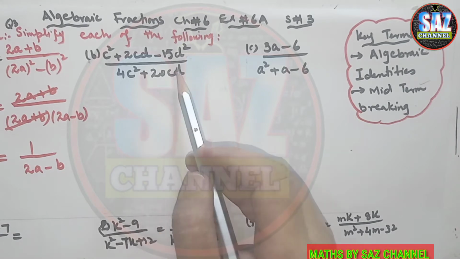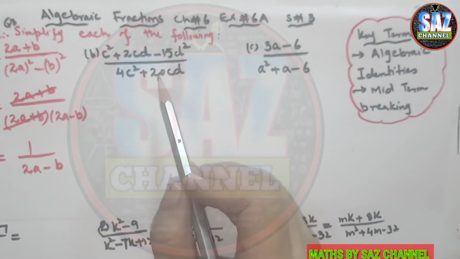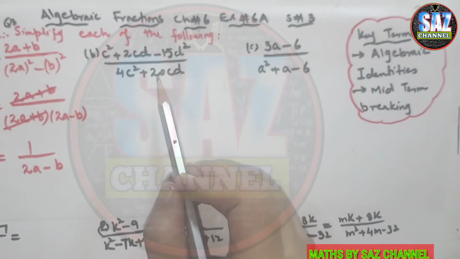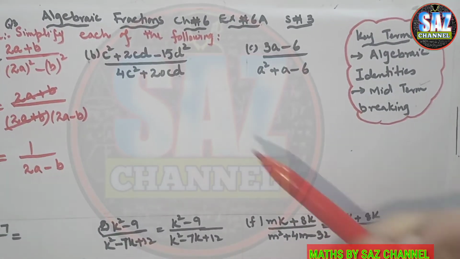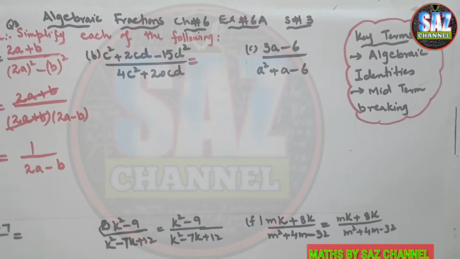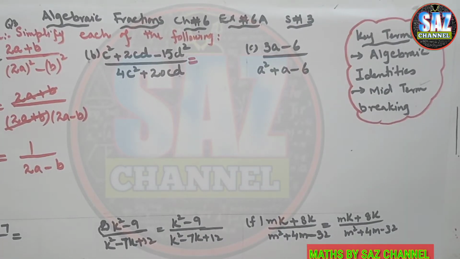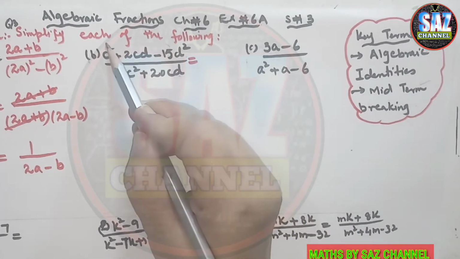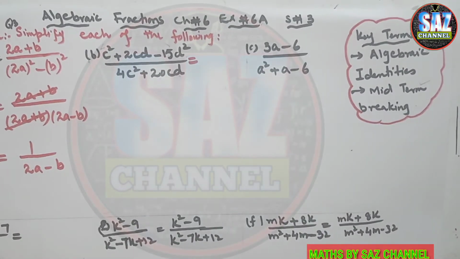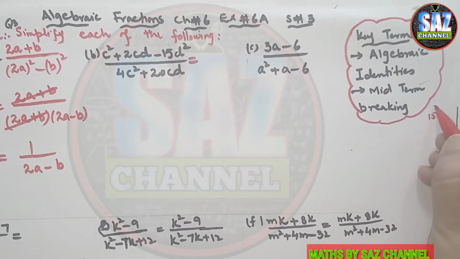So for the understanding of this lesson, you should have command on the mid-term breakage and all types of factorization. Let's move to the solution of the question. For the simplification of the numerator, we have to multiply the constant, which is −15, with the coefficient of c², that is 1, and my product will be −15. Then I have to make the prime factors of 15, that is 3 and 5.